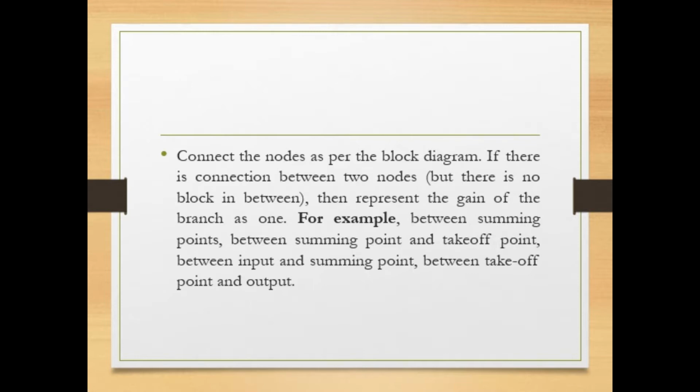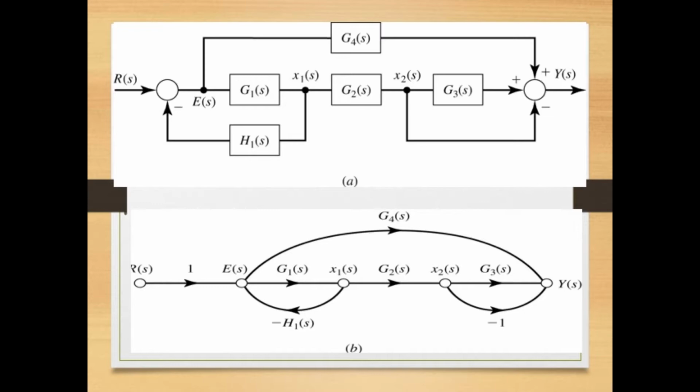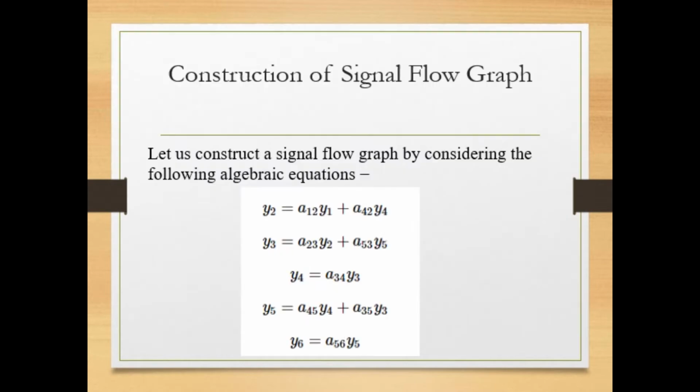If you see the example here, the summing points and the takeoff points, everything is represented as a node or a variable, and all the blocks are represented by the branch. So whatever is written inside the block is represented as a gain. This is how we convert a block diagram into a signal flow graph. Next, using the given set of equations, let us construct a signal flow graph.